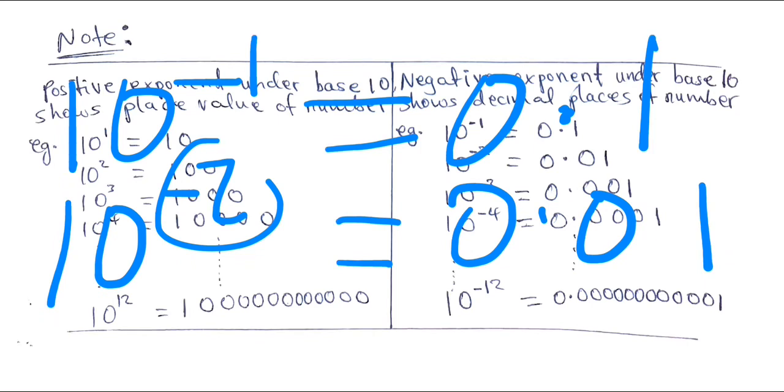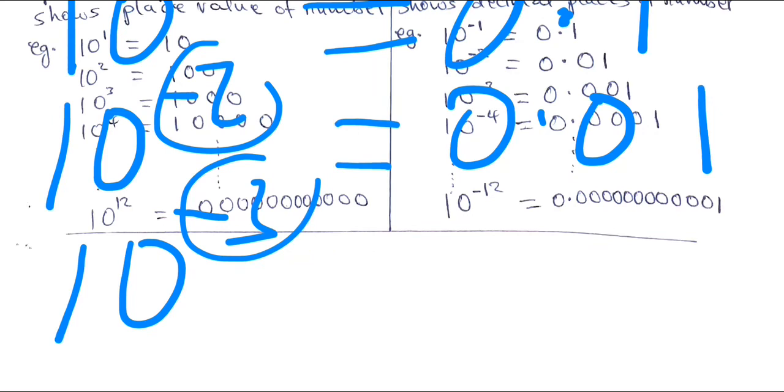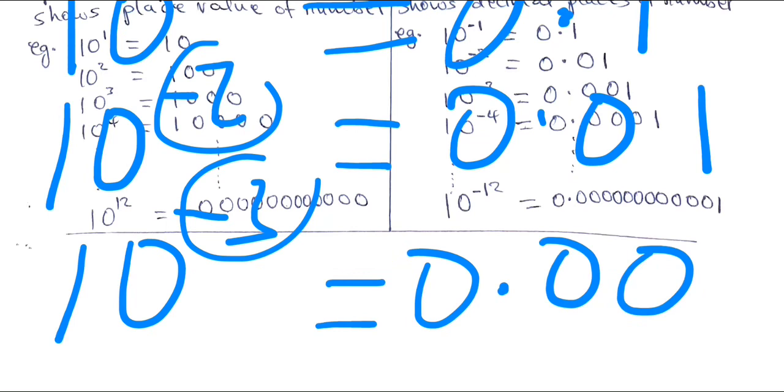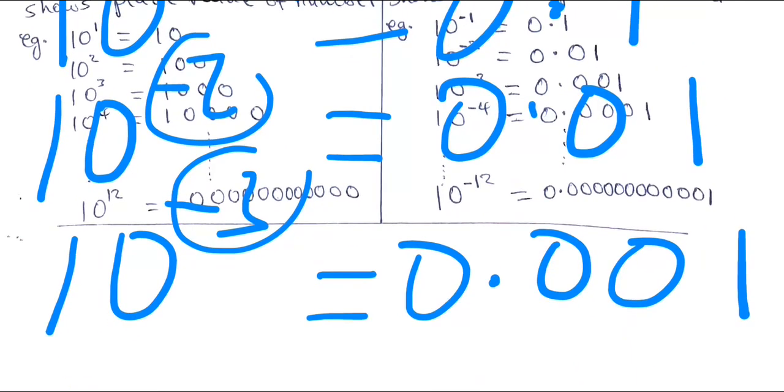Have you seen that? And even if you have 10 exponent negative 3, this negative 3 shows 3 decimal places. So this is equal to 0.001, with 3 decimal places. When you count, you will find this is 3: 1, 2, 3. That's why the exponent is negative 3. 1, 2, that's why the exponent is negative 2. Only 1, that's why the exponent here is negative 1. So a negative exponent with base 10 will show the decimal places of the given number.